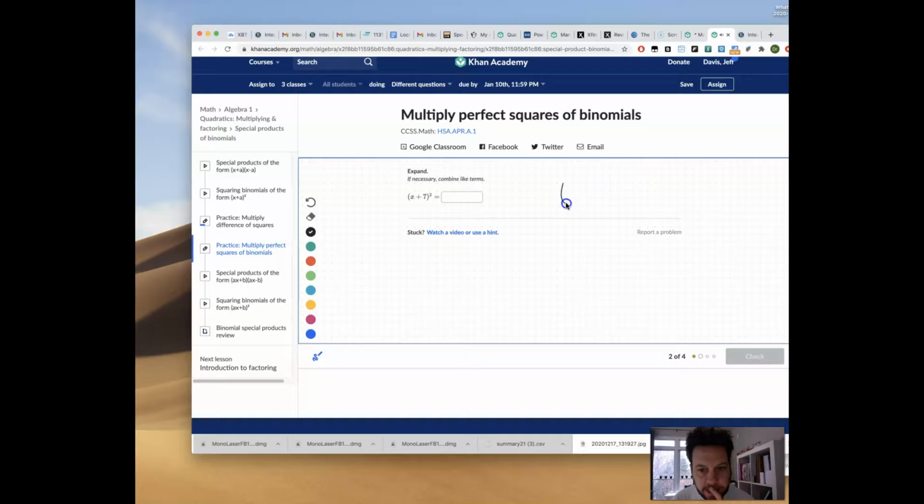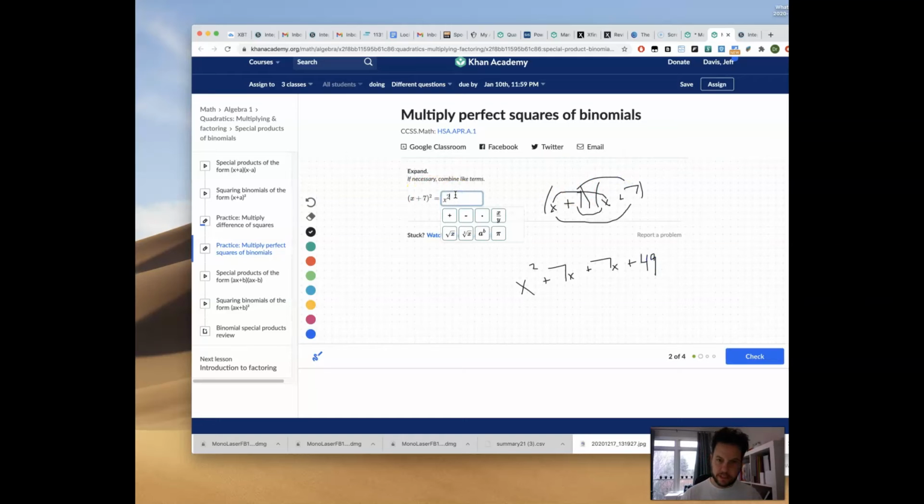Same exact thing here. I'll do this one with FOIL because I did the last one with boxes. So if I say x plus 7 squared, biggest thing is you just got to remember that means x plus 7 times x plus 7. Write it out, and then let's FOIL this one. So that's x squared. This is 7x. That's my outsides. This is 7x. That's my inside. And then 7 times 7 is my last, or my other eyebrow. So x squared plus 14x plus 49, and there we go.